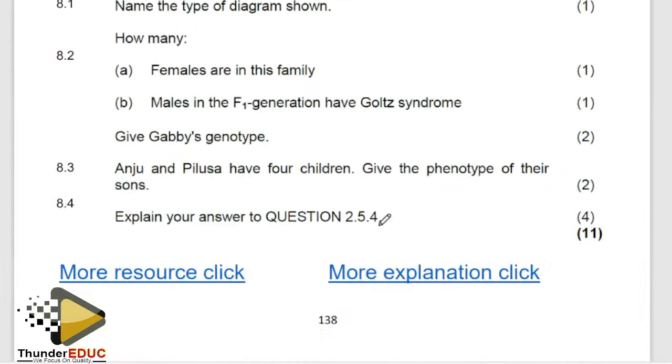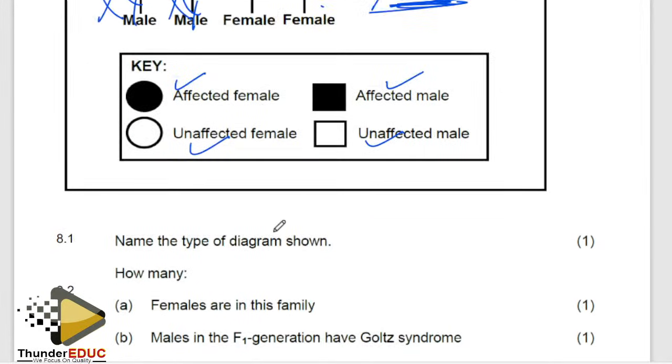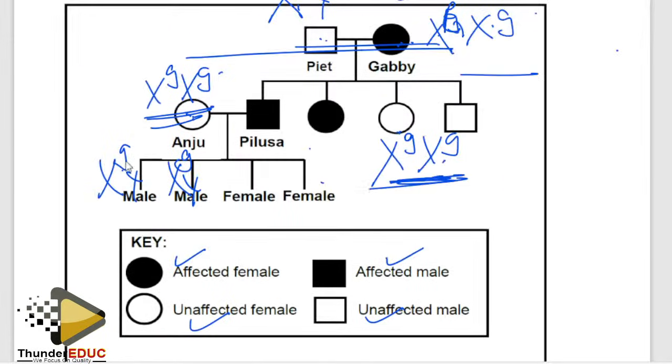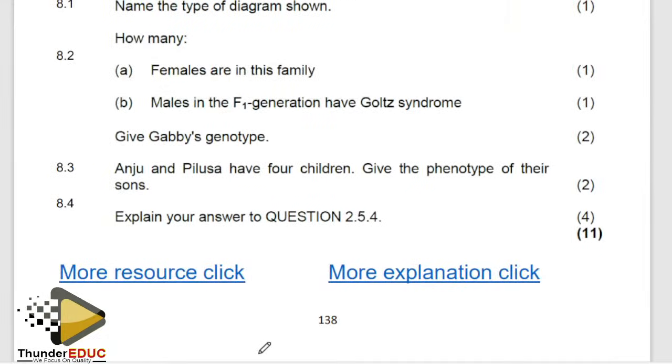Explain your answer above. Why? Because they are normal. Anju, who is a female, is normal with two recessive alleles. Therefore, she gives one recessive allele to the males. You understand? Therefore, they are normal. So basically, that's what you need to talk about.